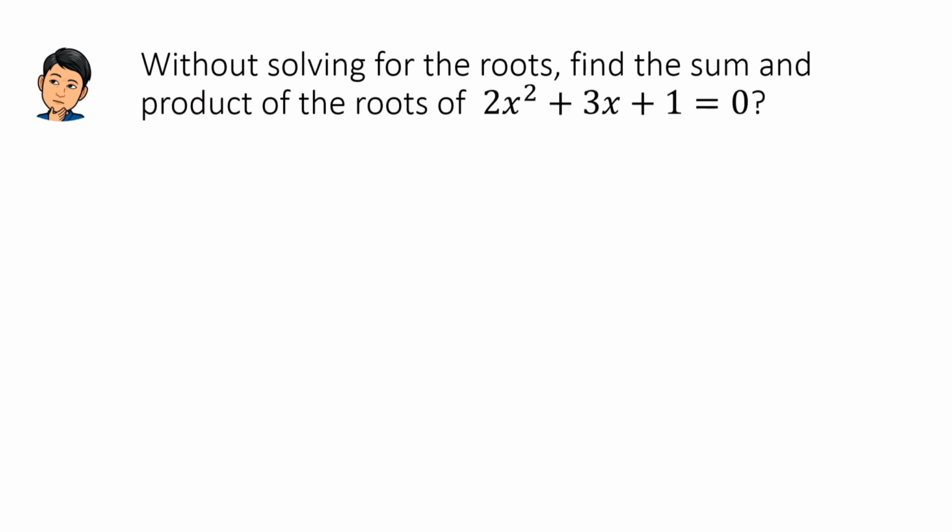Okay, another example. Without solving for the roots, find the sum and the product of the roots of 2x squared plus 3x plus 1 equals 0. So the sum is x sub 1 plus x sub 2 equals negative b over a. So we simply substitute the value of b, which is positive 3, and the value of a, which is positive 2. So you have now negative 3 halves. So we can just write our answer this way.